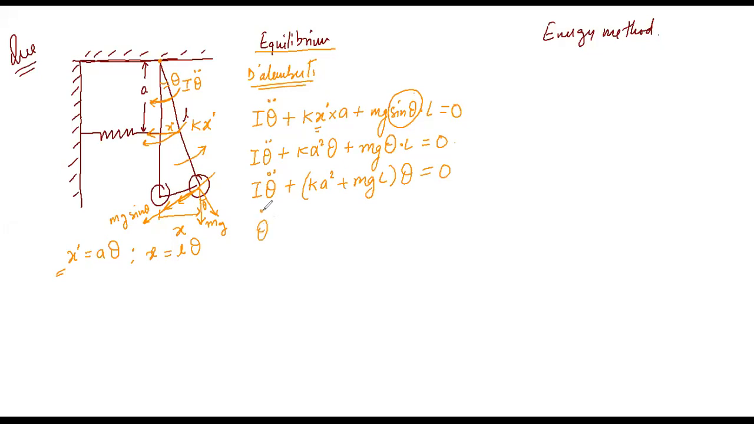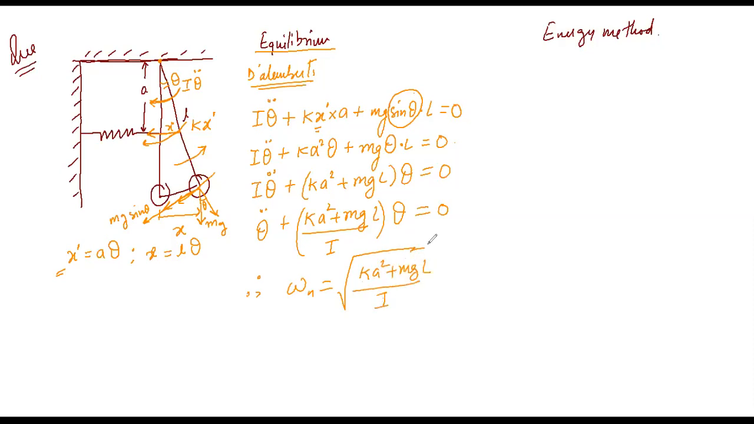So theta double dot plus (ka square plus mgl) by I into theta is equal to 0. Therefore, omega n is nothing but ka square plus mgl upon moment of inertia. So this is the equation of natural frequency of this diagram with the help of the equilibrium method, right?